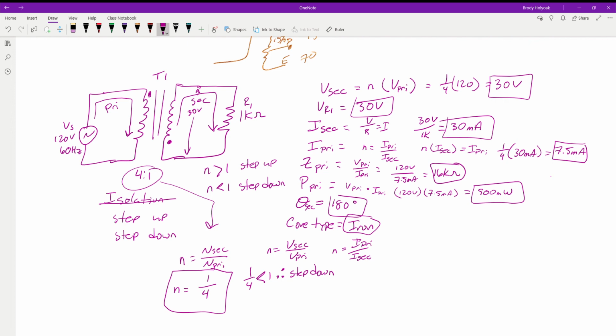The biggest thing that we're going to be using these for right now is simply to step up or step down voltages. We're not really going to be getting into a whole lot of what the primary sees and what the secondary sees, but this is how we do it.